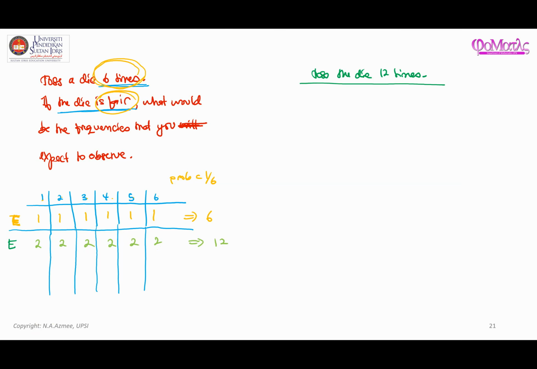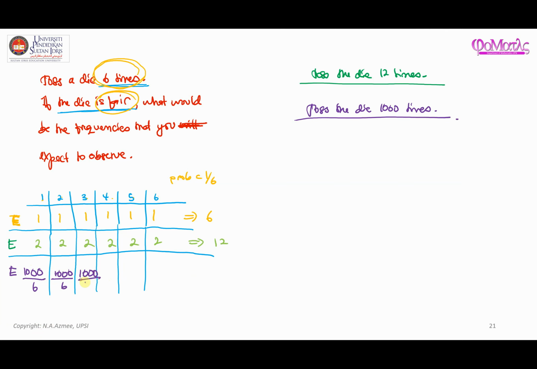And therefore, if you toss the die 1000 times, then the expected result that you will get would be 1000 over 6. So 1000 times 1 over 6 basically. So here it is the same thing, 1000 over 6 for each category. Okay, so 1000 over 6. And this is the expected frequency if the die is fair, because when the die is fair, the probability is going to be 1 over 6.